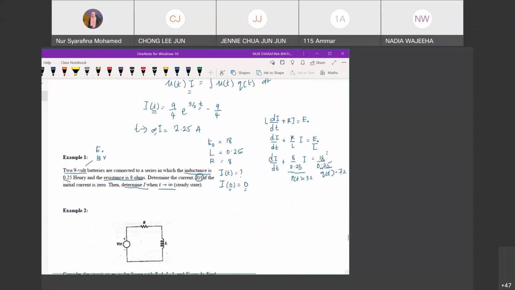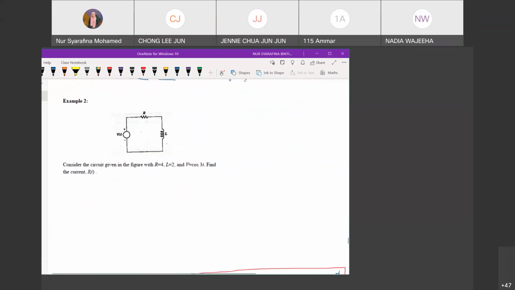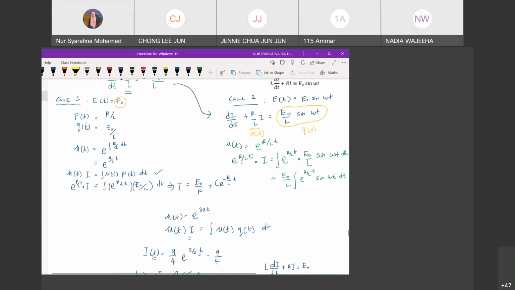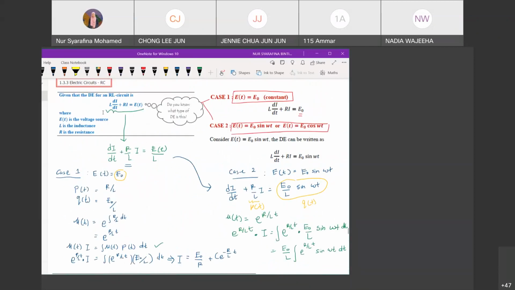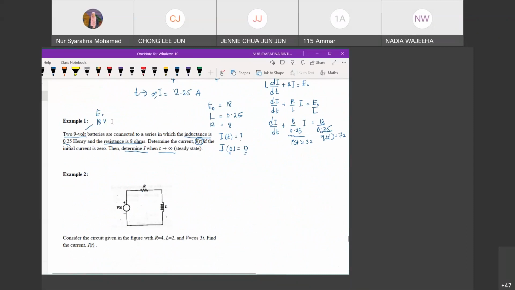So let's take a look at the next example. Now we consider the circuit given in the figure with R equals 4, L equals 2, and V equals cos 3t. Find the current. Still we are in this electric circuit RL. In order to find the current, you need to solve this differential equation. We are going to use the same model for this circuit.